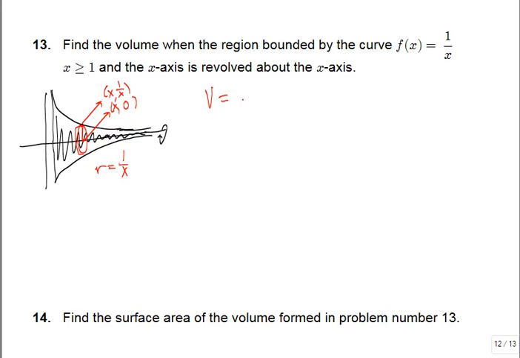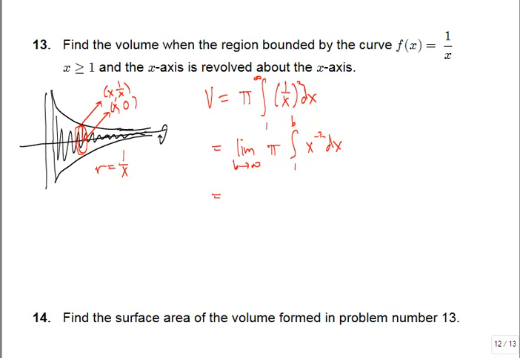So our volume formula for disks is pi times the integral from 1 to infinity of r squared, so 1 over x squared dx. Because we have this infinite bound here, let's put in our limit. We're going to take the limit as b goes to infinity of pi times the integral from 1 to b, and 1 over x quantity squared is like an x to the negative 2.